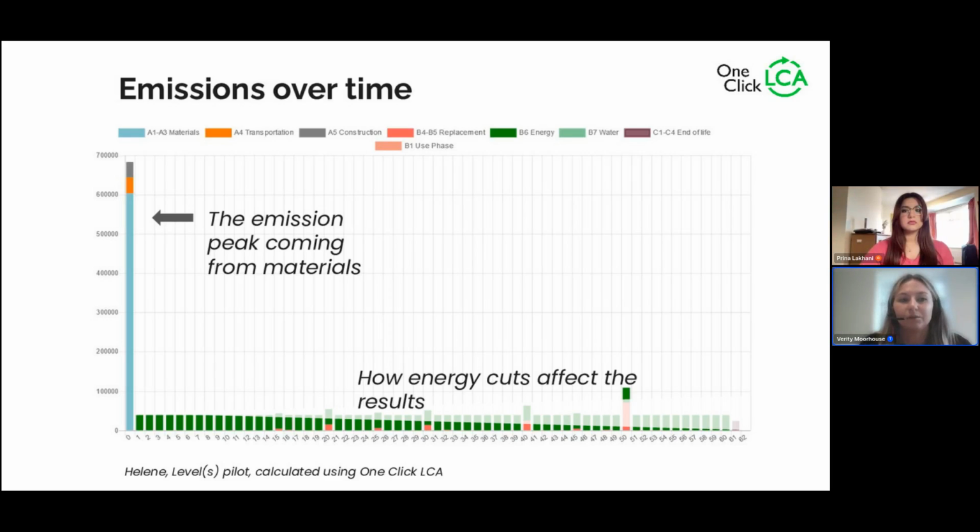So you can see in this chart here, this initial peak at the very start of the building's lifetime is what we refer to as the carbon burp. This is all the carbon released before the building's even used. And then over time, you can see the operational energy year on year, and that is going to reduce. You can also see there's a few little pink parts here, and this is for replacement parts for the building.